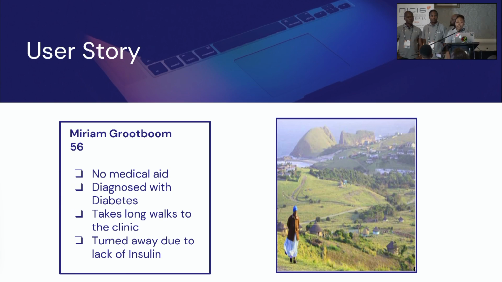Over here, I have Miriam. Miriam Grootboom is 56 years old, and she was diagnosed with diabetes a few years ago. However, she does not have any medical aid. She's from a rural village, and often she has to walk very long hours to the clinic. And because we all know our public facilities are not that great, when she gets there, she still has to wait for extra hours before she's attended to. Sometimes she is turned away because of lack of resources. Once she was turned away because the facility did not have insulin.